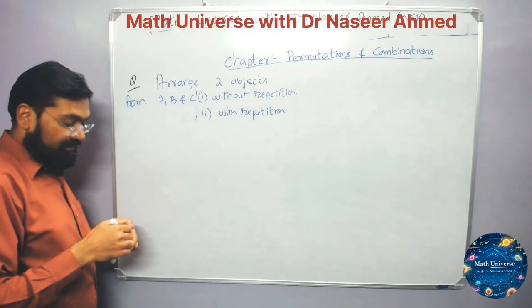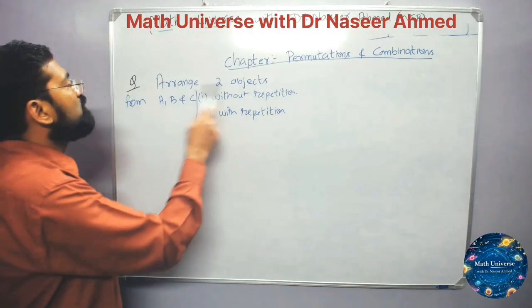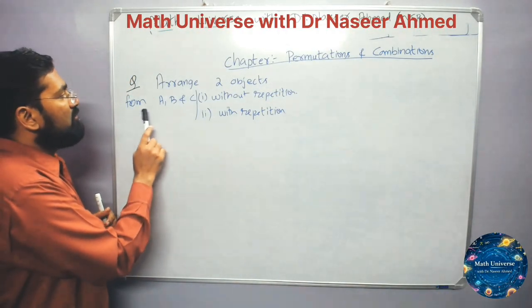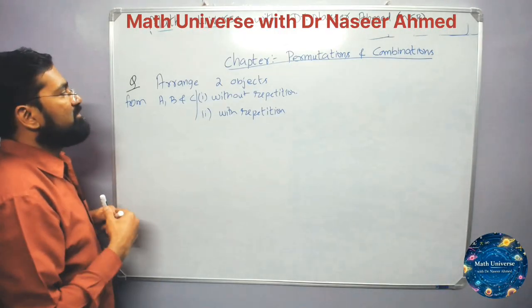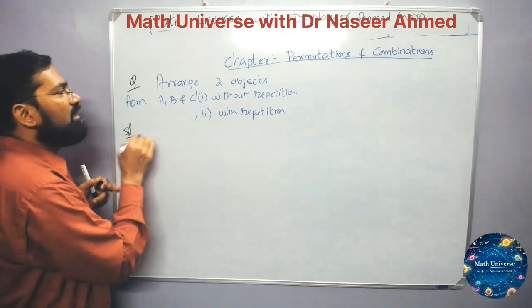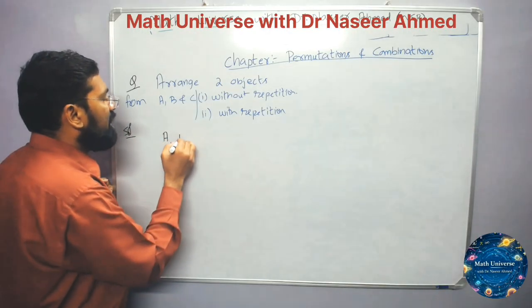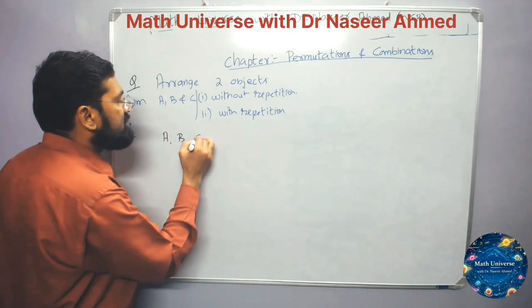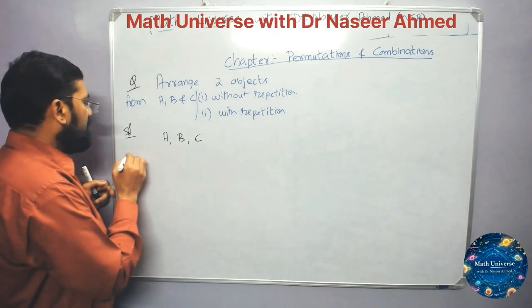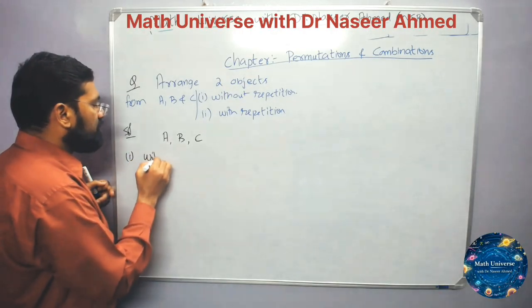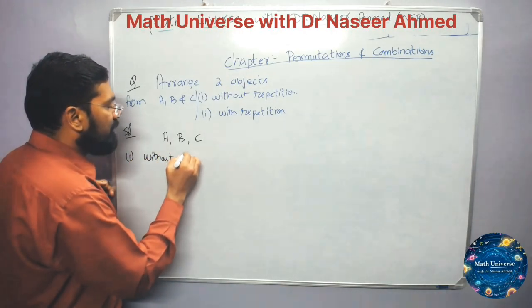Understand carefully. Okay. Now I have to arrange two objects from A, B, C. There are three objects. So I have to arrange without repetition and with repetition. So first, the objects are A, B and C. Now coming to what they said, without repetition.